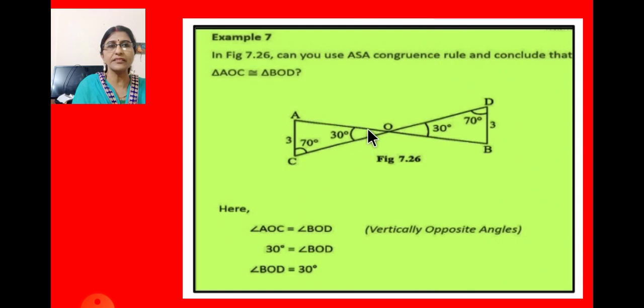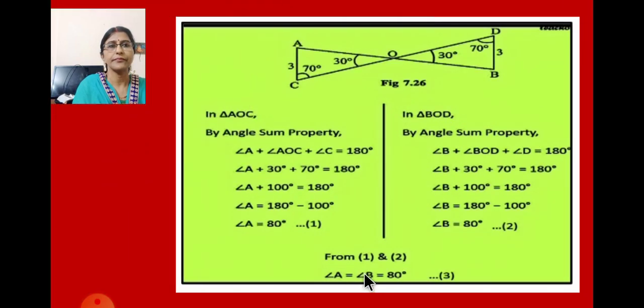So as we know, this angle and this angle are vertically opposite angles. So angle AOC is equal to angle BOD. Angle AOC is given 30 degree, so angle BOD also will be 30 degree. Now we will take the first triangle.